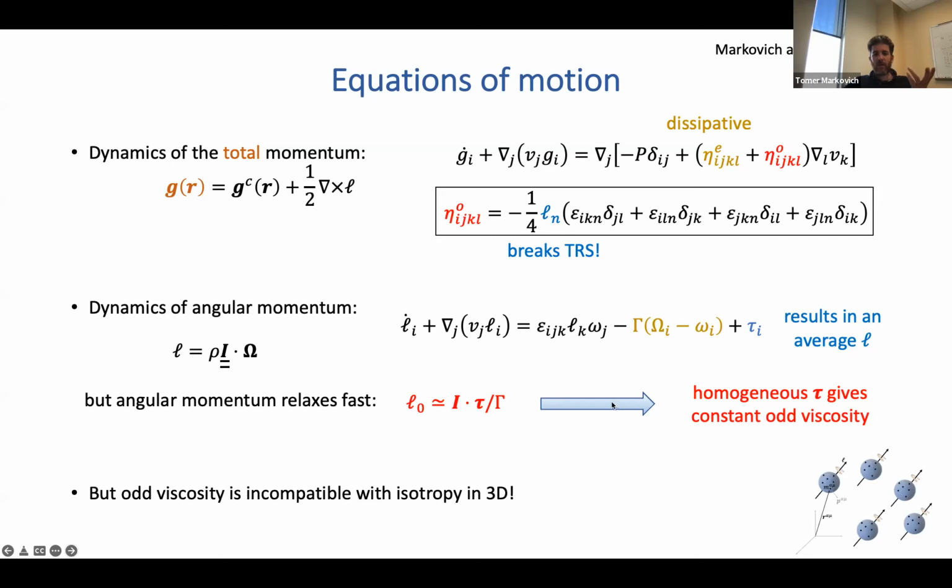But I told you before, this is true in 3D here. All I'm talking about now, I didn't say anything about dimensions. L can be in any dimension. And I just told you that odd viscosity is incompatible with isotropy in 3D. But the reason it's there is because the fact that I have angular momentum breaks rotation invariance.